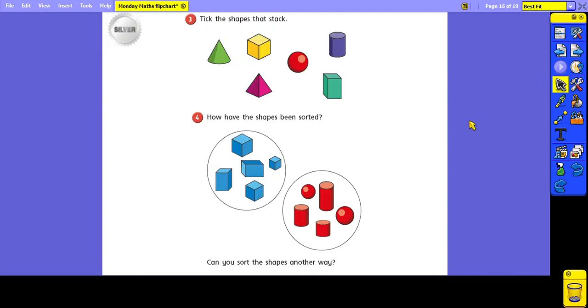For question 3, you need to tick the shapes that stack to make a tower. And for question 4, these shapes have been sorted into 2 groups and you need to decide how they have been sorted and think about if there are any other ways that you could sort them.